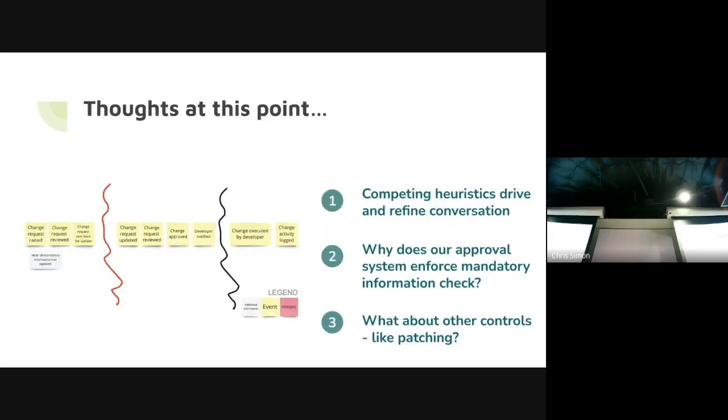And what we started finding is that these conversations around competing heuristics actually drive and refine the conversation. They seem a little clunky and they start making you question whether you're on the right track, but it does help refine conversations. And another very interesting thing, which I have not highlighted, was that the approval system actually enforced that mandatory information check.